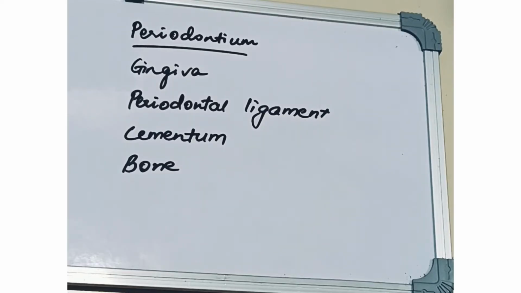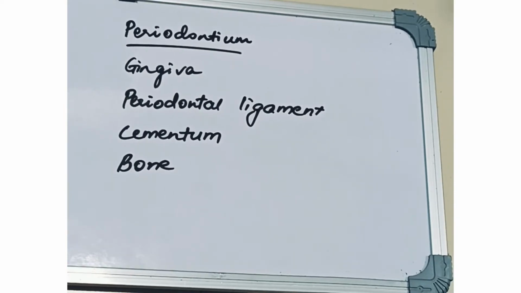Hello everyone. We will be starting with the basics of periodontics. So that is the periodontium. As we know, periodontium is composed of gingiva, periodontal ligament, cementum and bone. So today we are starting off with gingiva. Now this topic will be covered in 4 parts. In today's session, we will be talking about the macroscopic and microscopic anatomy of gingiva.